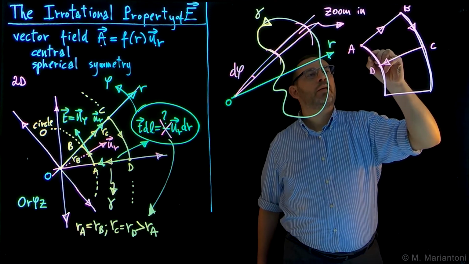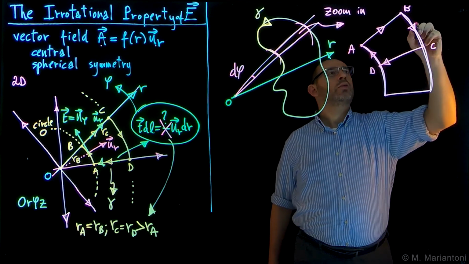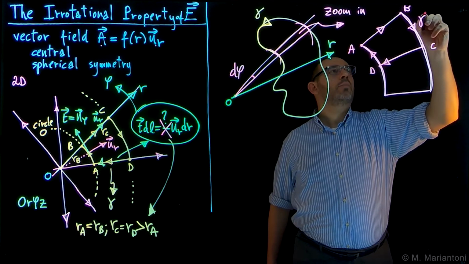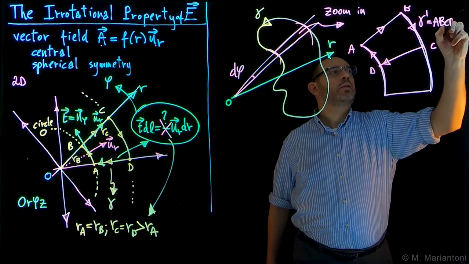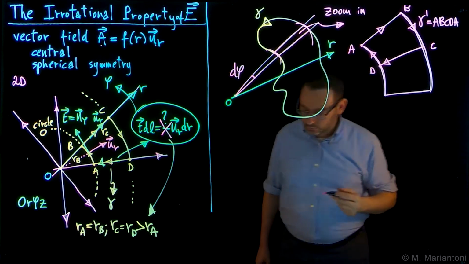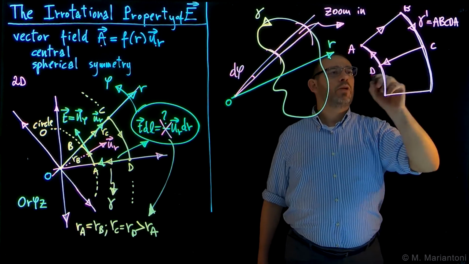And from D back to A in this direction. Okay, so this is our line gamma prime, which is equal to A, B, C, D, back to A. All right, what about the other line?